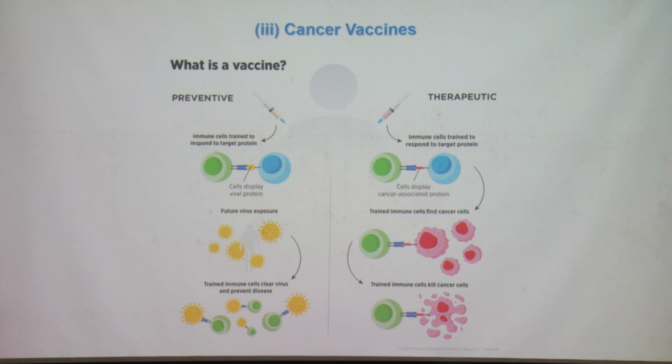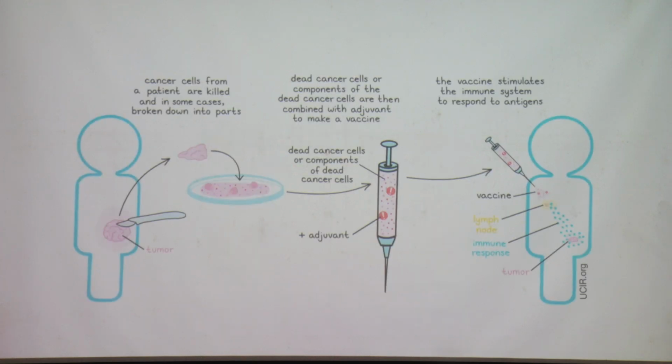So it will only attack the cancer cells and leave the normal cells, right? Those are the cancer vaccines, and once the immune system is active, cancer cells will die.